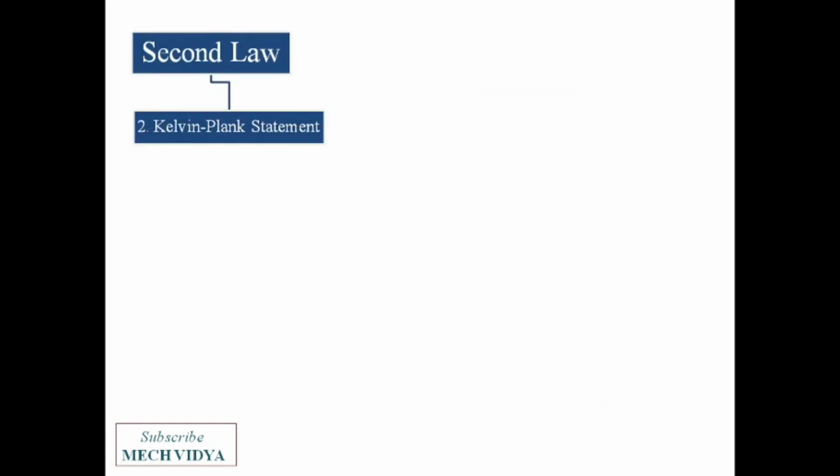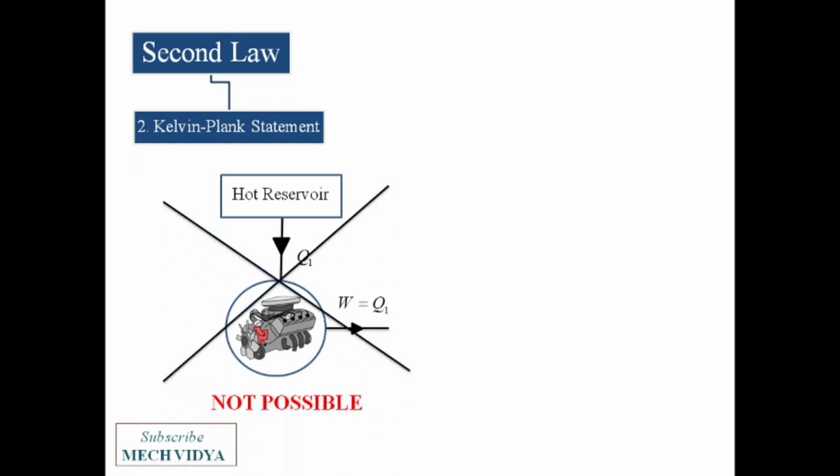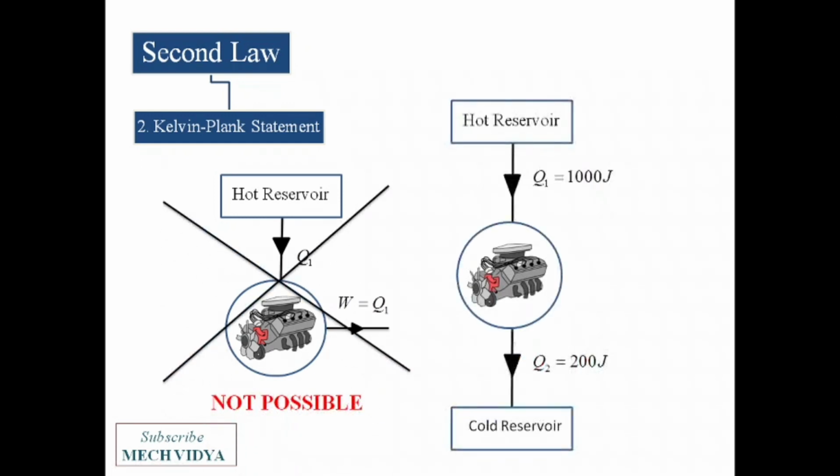The second statement, that is the Kelvin-Planck statement, says that no heat engine can convert 100% of the heat received into work. That is, it has to reject some amount of heat into a low temperature reservoir, that is the sink.